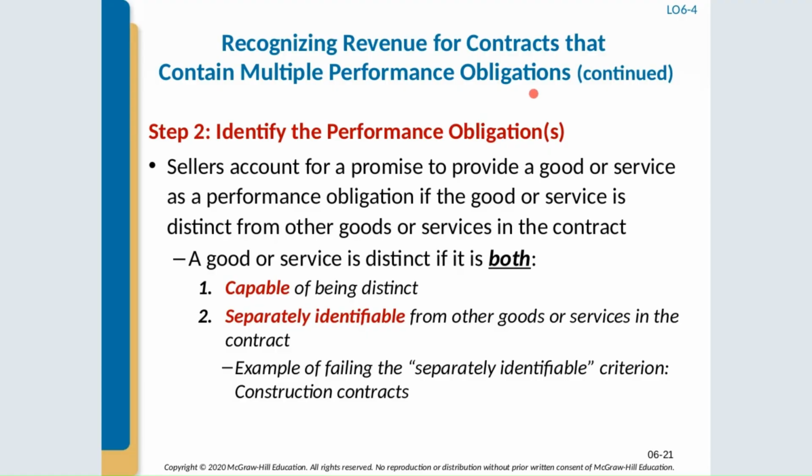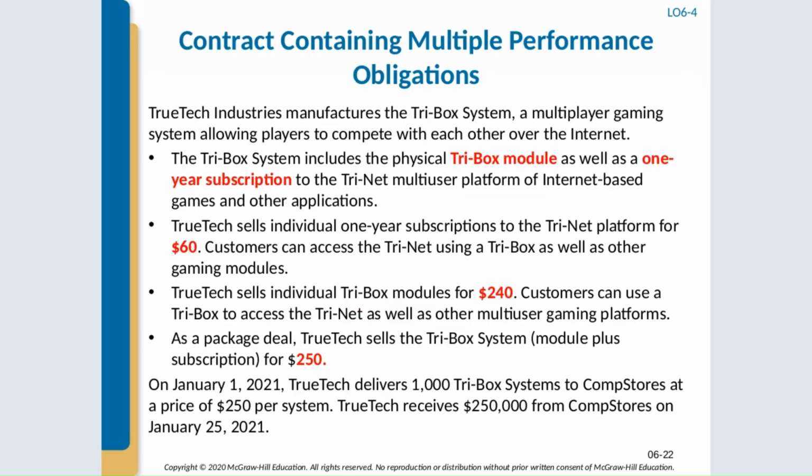All right. So identify the performance obligations. In order to distinguish performance obligations, we need to make sure that they're distinct and that we are able to identify them separately, meaning that I can assign a price or a portion of the price to item number 1, and I can assign a portion to item number 2. Okay, I can distinguish that and I can do it.